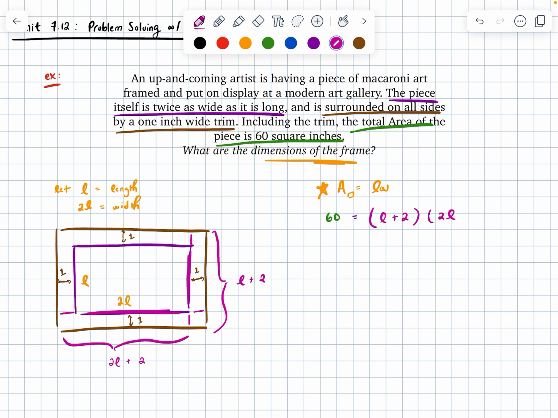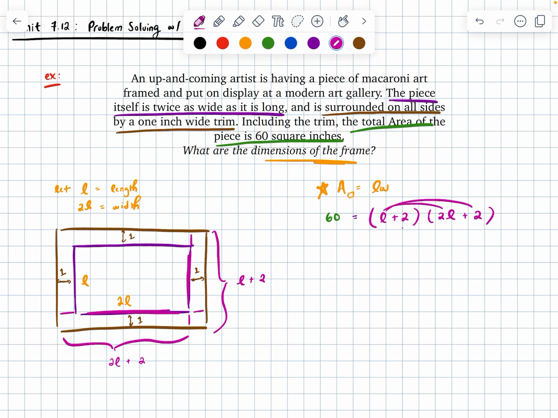It doesn't really matter which one is which, but we just found that L plus 2 and 2L plus 2 give us the dimensions of our big rectangle. Very nice. From here, if you haven't already solved this equation, pause, take 2 more minutes and see if you can get some values of L. If you have already, let's finish this off together.